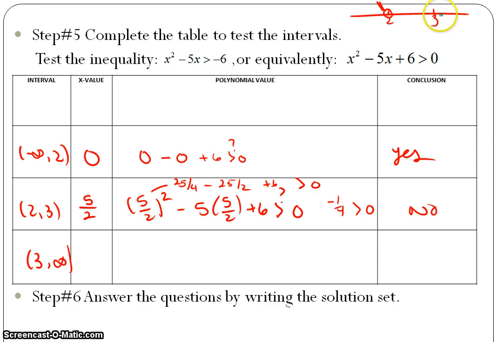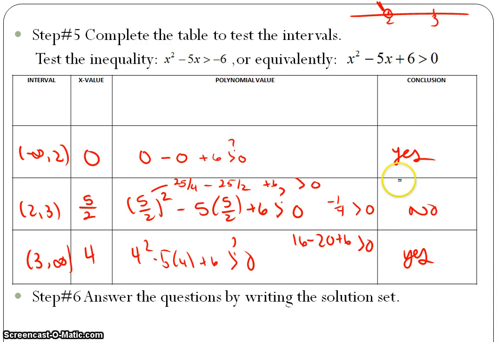No. We need a number between 3 and infinity. So you can pick any number. 4 is a number. Remember, you can't pick the actual critical numbers. So 4 squared minus 5 times 4 plus 6, is that number bigger than 0? 16 minus 20 plus 6, that number is definitely bigger than 0. So what it tells me is when you have a yes, no, yes: yes, it's above the x-axis here, no, it's not above, so it's below the x-axis, and then yes, it is above the x-axis, because we wanted to know if it's bigger than 0, the x-axis.